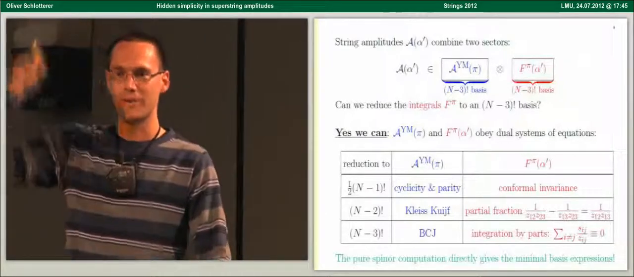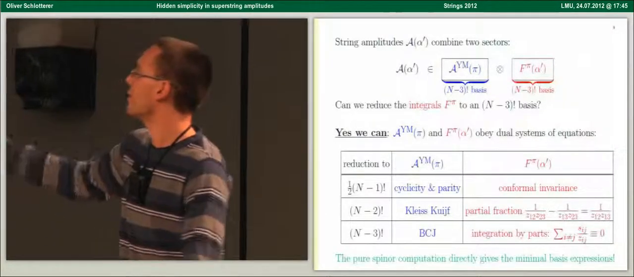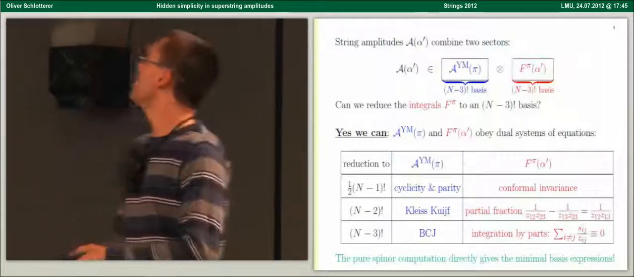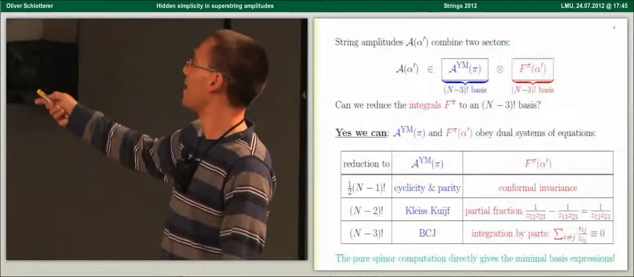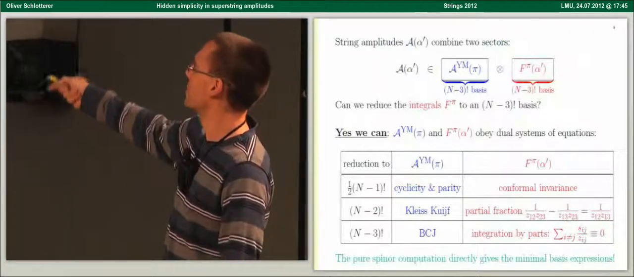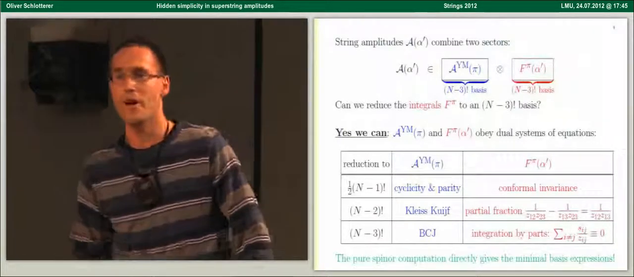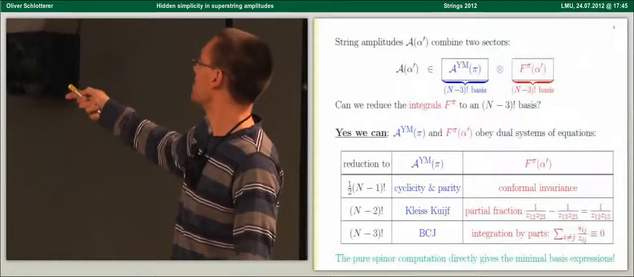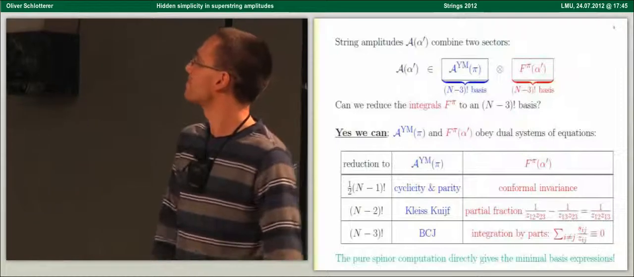And now let's finish the reduction. Let's go to (n-3)!. This is BCJ on the A Yang-Mills side. And the dual identity for the functions is integration by parts. Clearly, this comes from a total derivative that integrates to 0. And here you recognize a relation with Mandelstam coefficients because of these S_ij in the numerator.